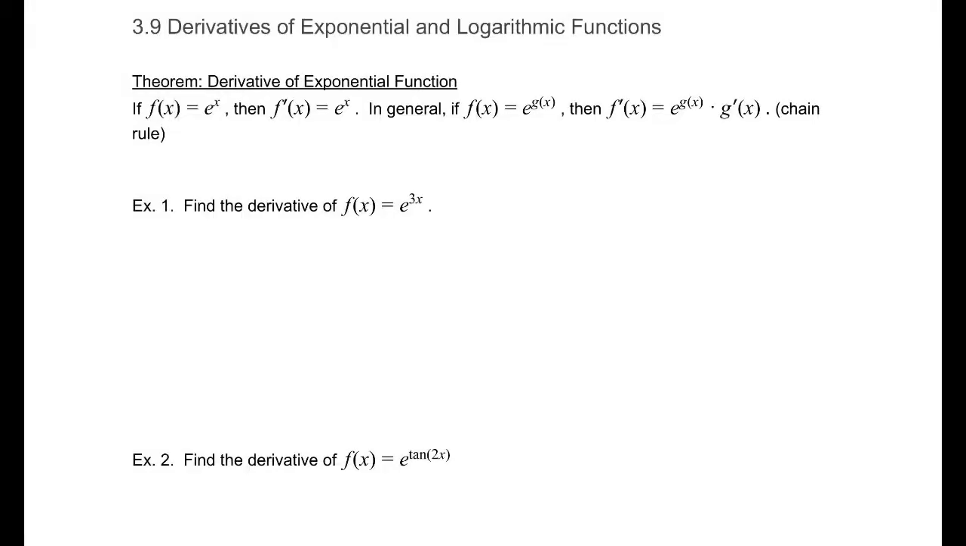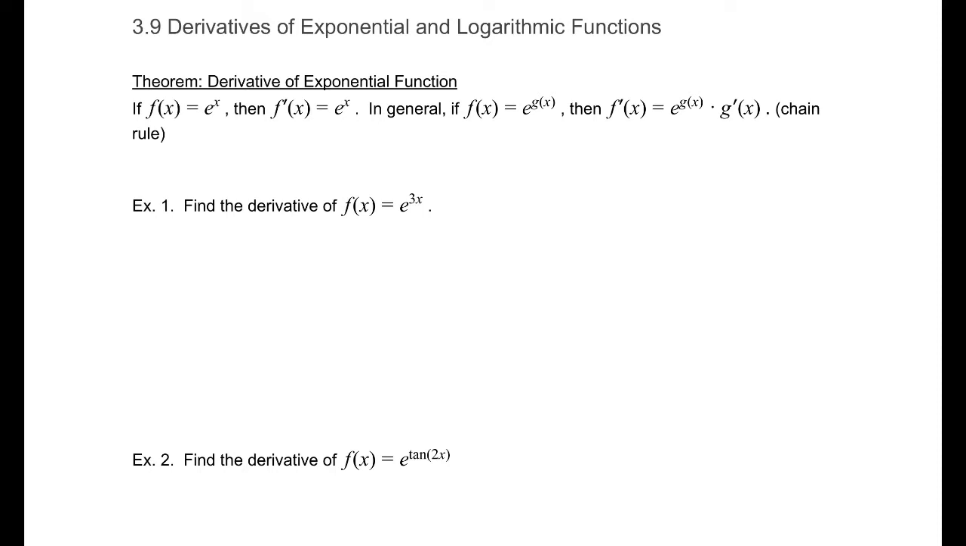Derivatives of exponential and logarithmic functions. To begin with, we have a theorem, the derivative of the exponential function. If f of x equals e to the x, then f prime, the derivative of f, equals e to the x as well. It's worth noting that the exponential function is the only non-trivial function that is its own derivative. Just kind of a neat fact.